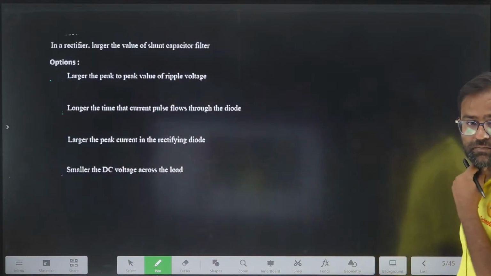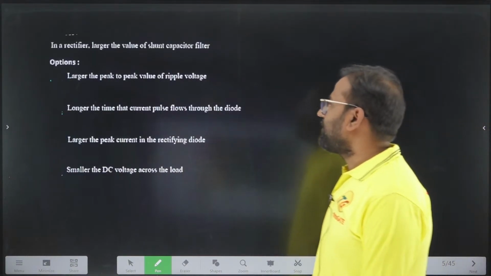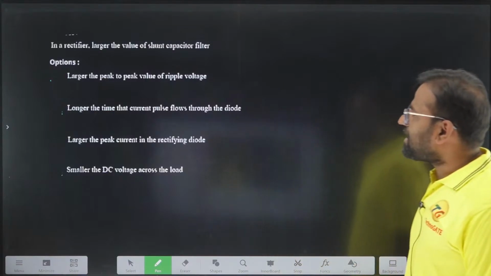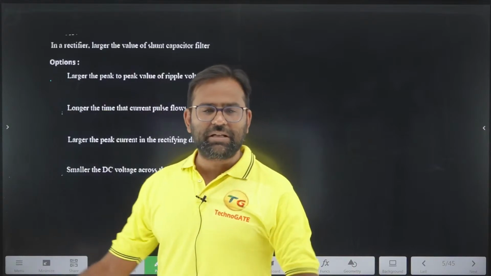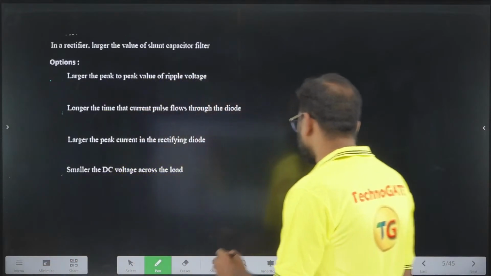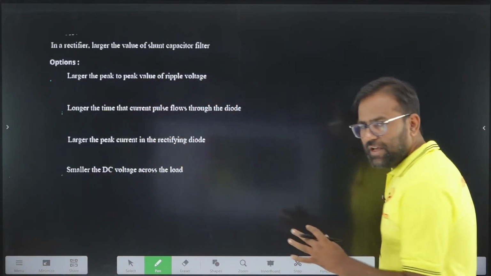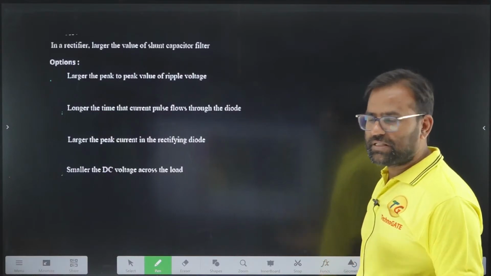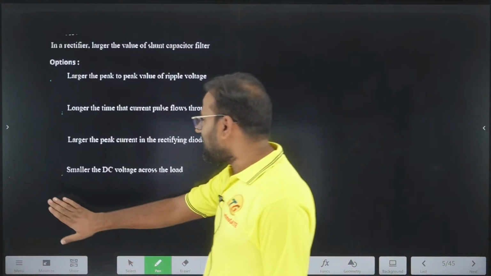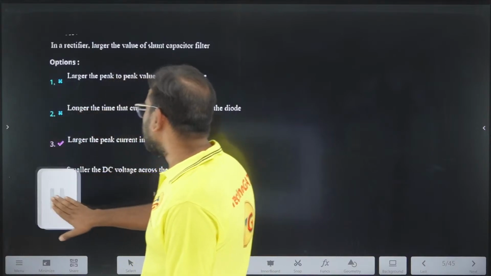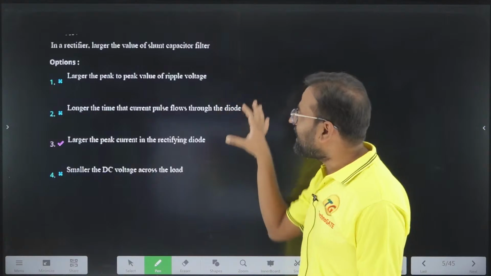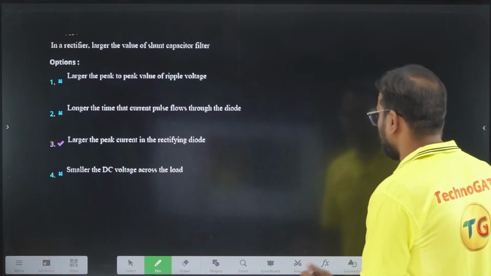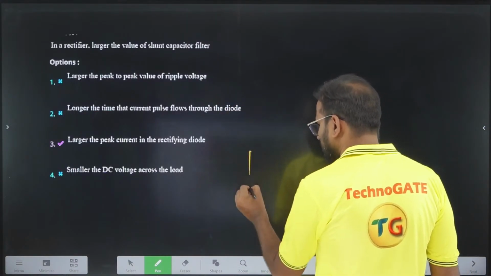Next. What does the next question say? In rectifier, the large value of shunt capacitor. In rectifier, what is rectifier? The first rectifier is the idea of converting AC into pulsating DC. And from pulsating DC to DC, we need one capacitor. Means this is the rectifier.